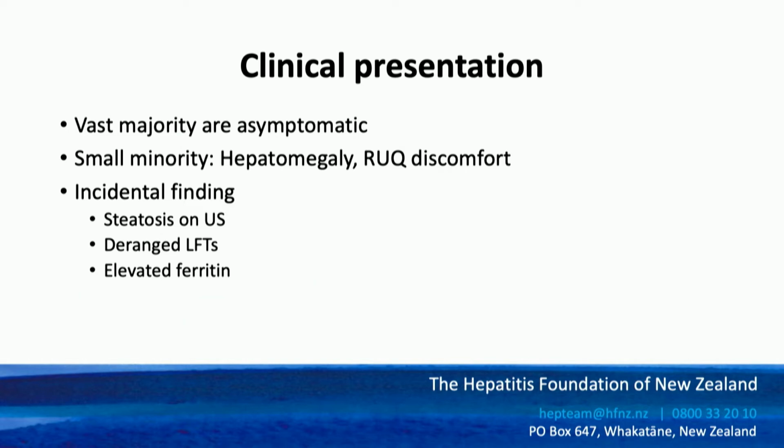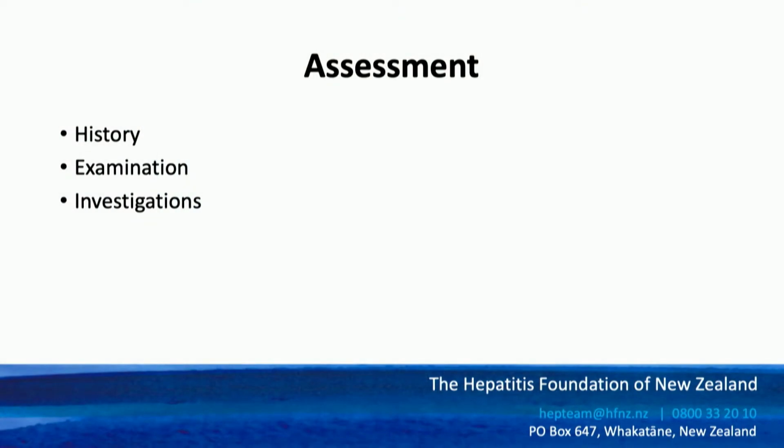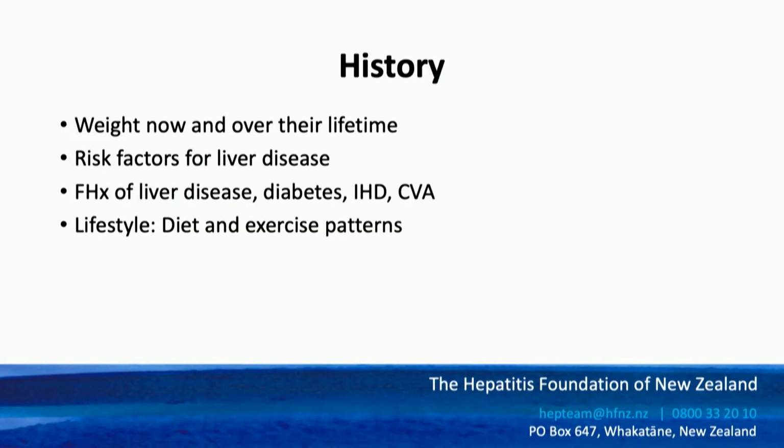So how do you assess someone with fatty liver disease? As with all medical conditions, take a history, some examination and investigations. So from the history perspective, there's not a lot apart from really just the lifestyle stuff. So what is their weight now? When did they gain weight? So if someone's been looked at because they've had deranged liver blood tests, and liver blood tests were fine in 2015, in the last 2 years they've gone up. Well, what was your weight in 2015? What is it now? Oh yeah, I've gained 20 kilograms in the last 3 years. There's your answer.